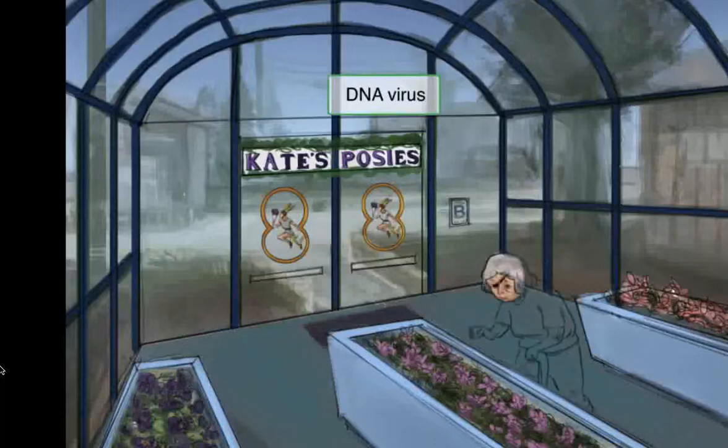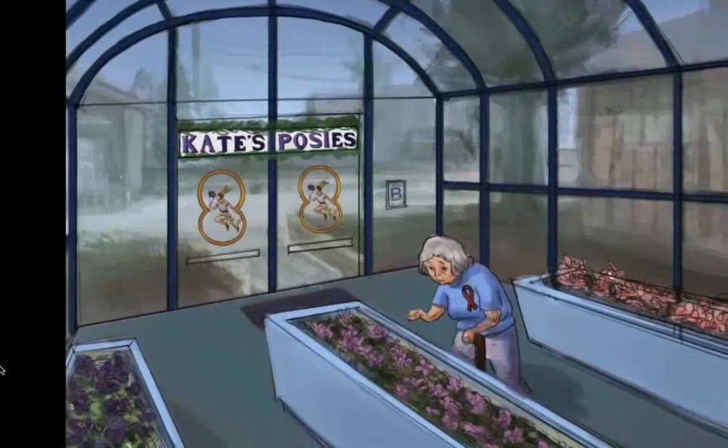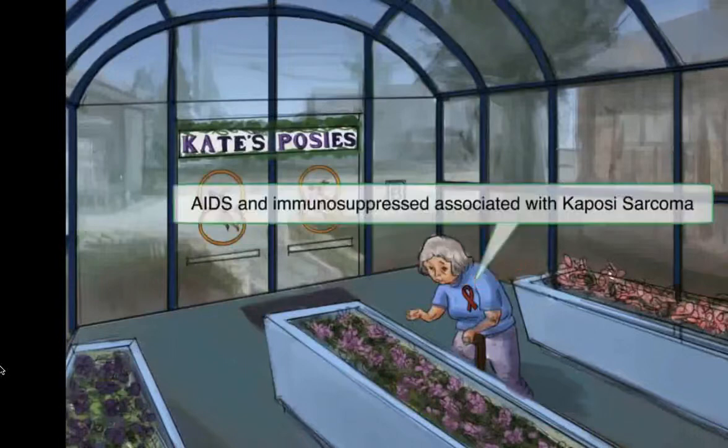At the center of our image will be an elderly woman, bent over a cane. And this is our recurring symbol for immunosuppression. She's also wearing a red AIDS ribbon, which, in this instance, will help us remember the association between AIDS, immunosuppression, and Kaposi's sarcoma.